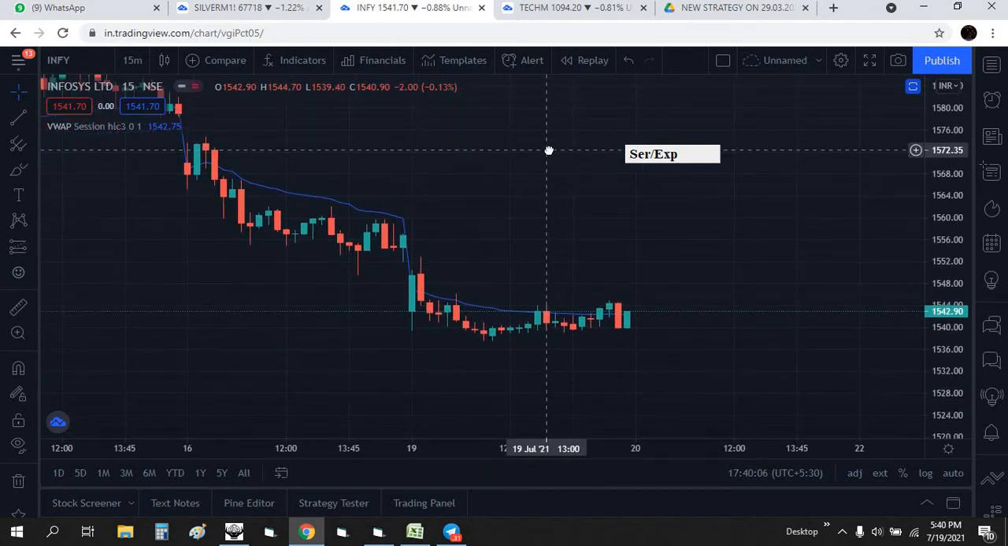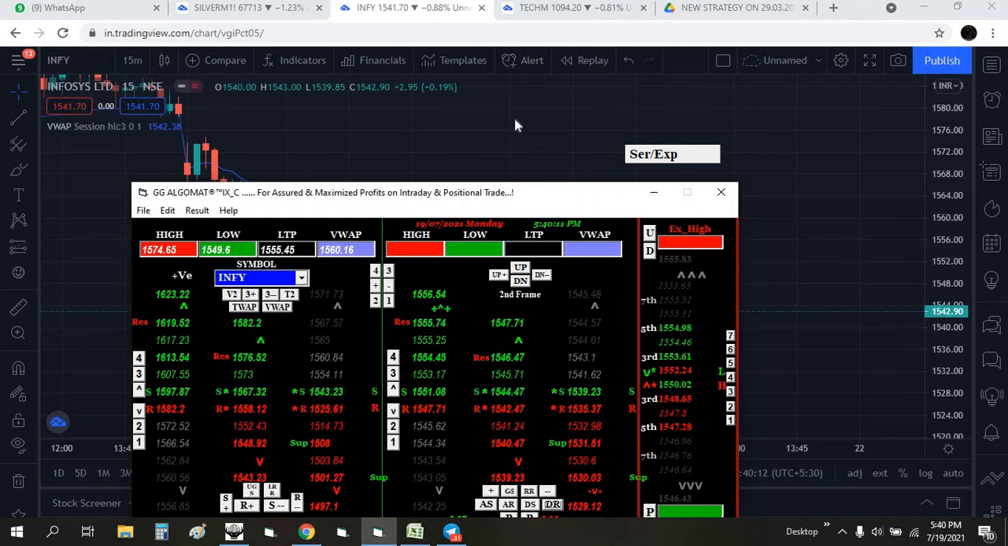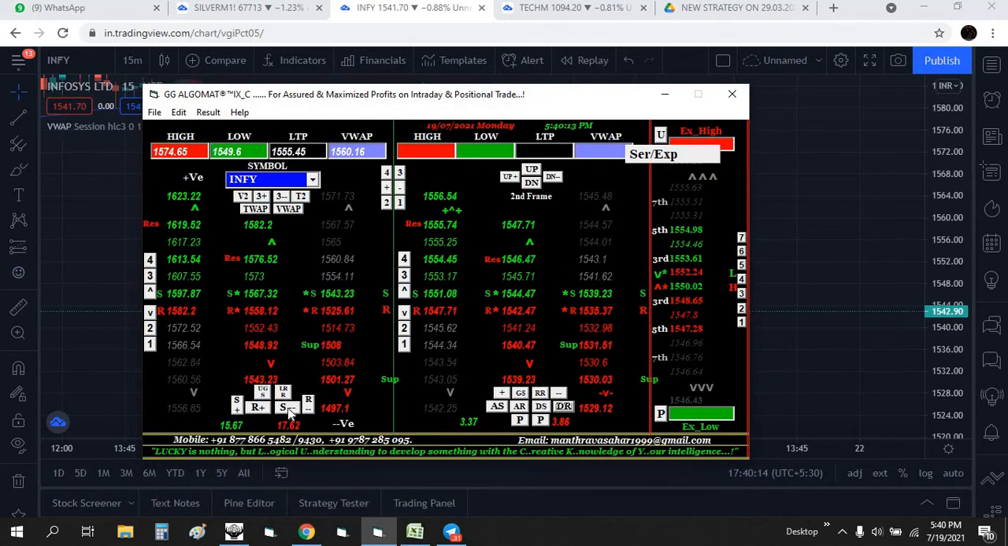So it is still only in a downtrend. It is consolidating and has not given any big movement because the volatility is 5, right? I have told you the volatility is 5, so we cannot expect a big movement. So like this you need to trade in Algomatrix.